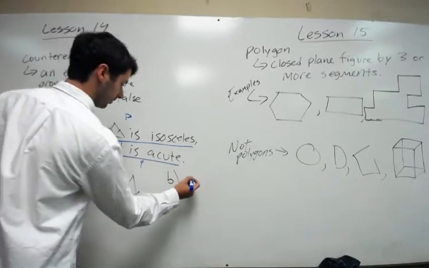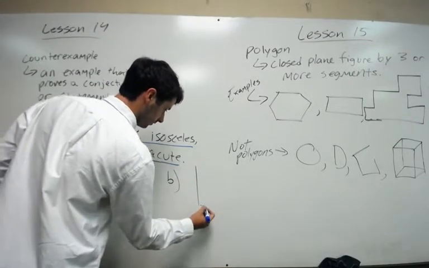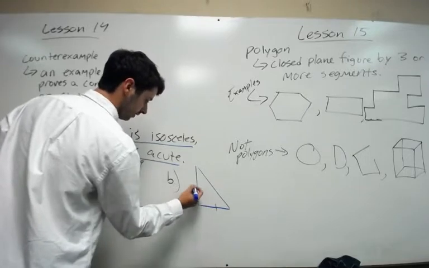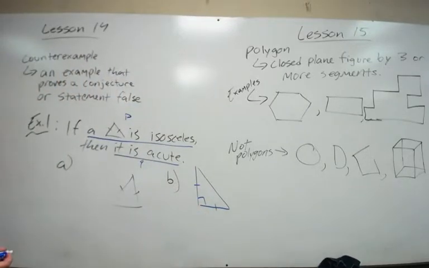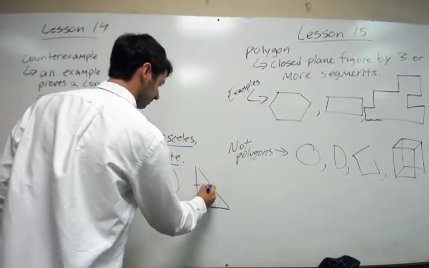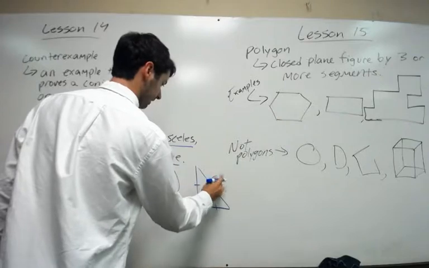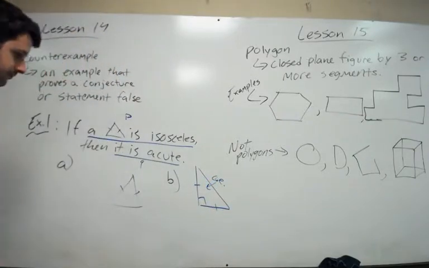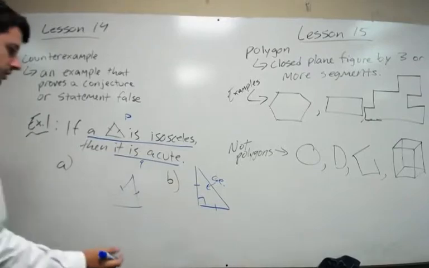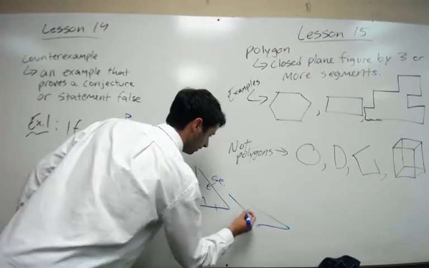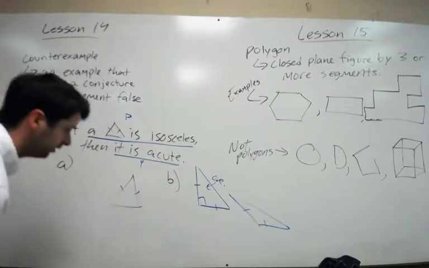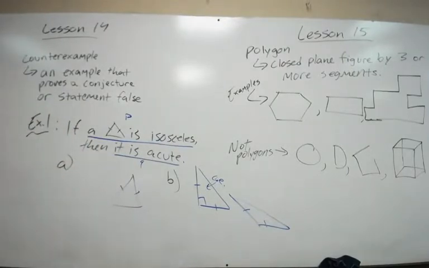Well, yes it can. If you have a right triangle, if I drew this, the legs are the same length, and it's a right triangle. So that would be a counterexample. I'll just put C, counterexample. And an obtuse triangle you could do as well. If those sides were congruent, that would be a counterexample as well. So that's all there is to lesson 14. I'm not going to go into any more detail. A counterexample is simply proving the statement wrong.